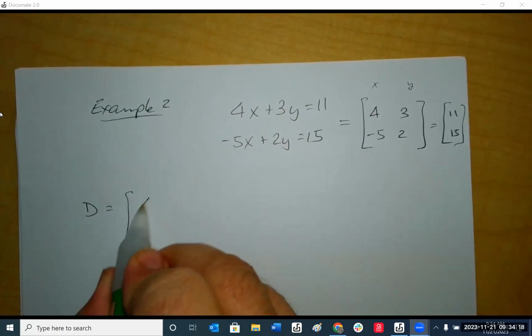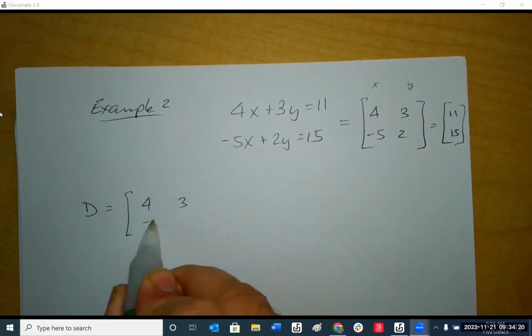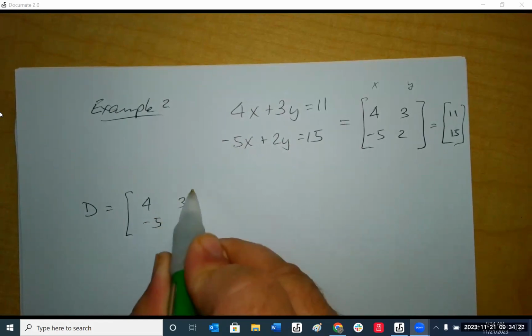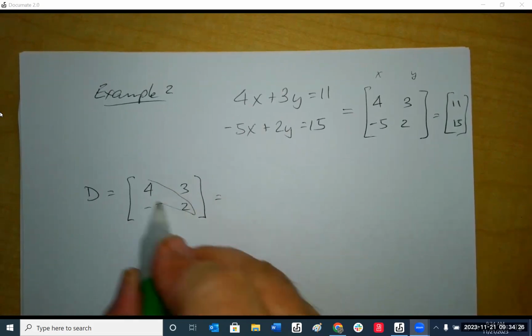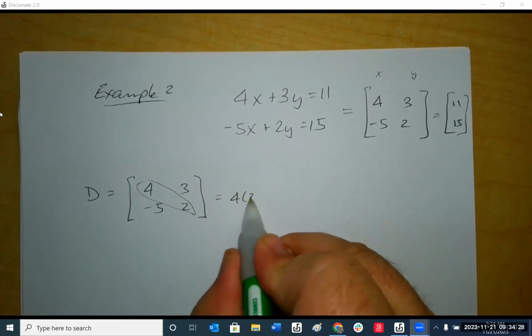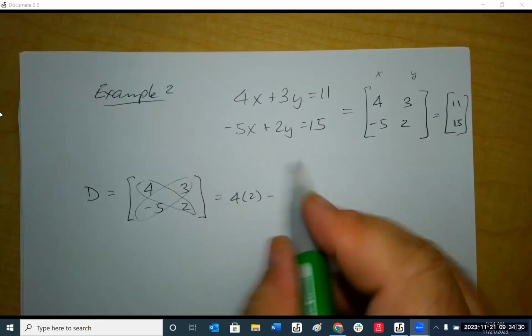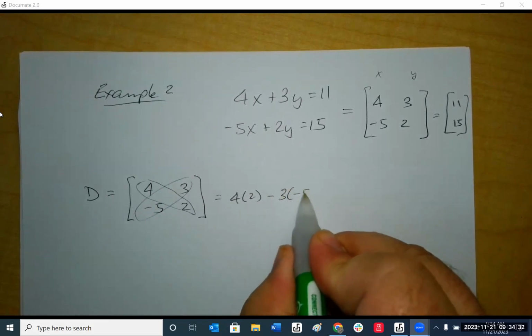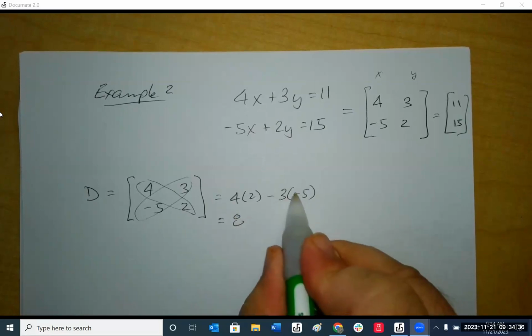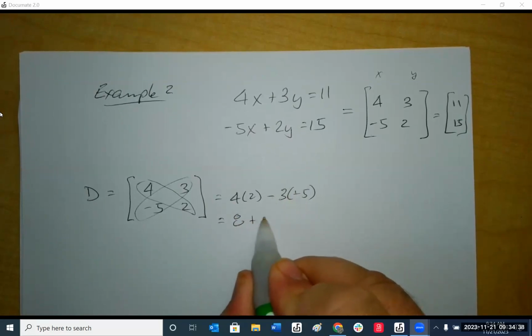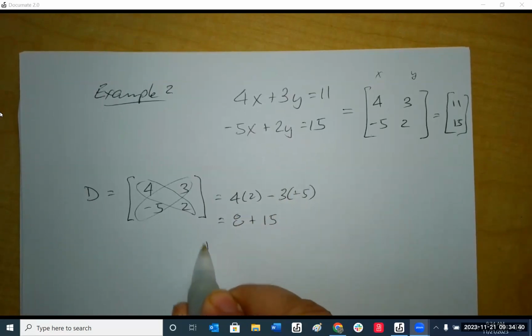So D is the original one. So it's 4, 3, negative 5, 2. Four times 2 minus 3 times negative 5. 8, negative is positive 15. So D is 23.